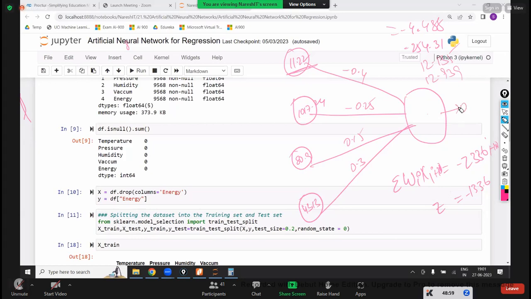First record output is 0. What is the original value? Original value is Y train. Y train is the original value. Predicted answer is 0. Second record, predicted answer like this.